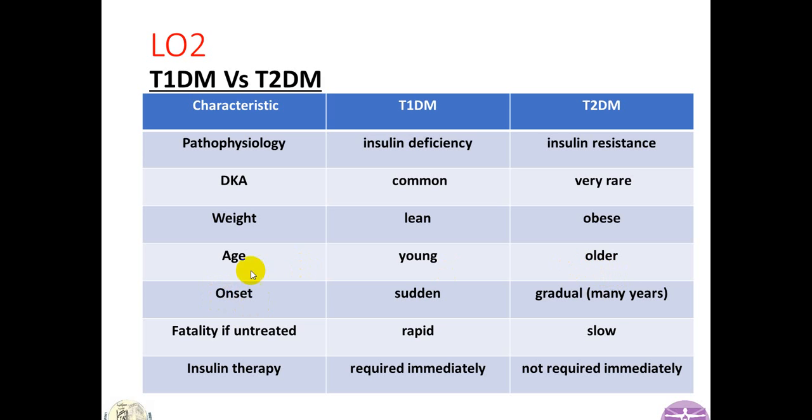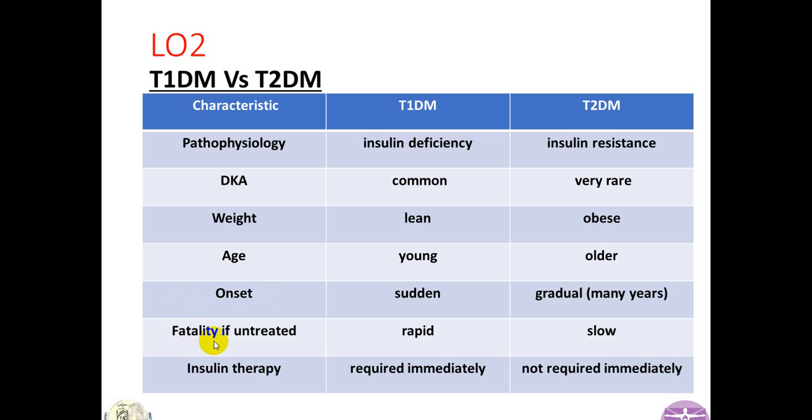What about the onset of symptoms? So the onset of symptoms in type 1 diabetes is usually sudden. Within weeks, the patient will have the symptoms of type 1 diabetes that we will talk about later on. While in type 2 diabetes it is very gradual, and the patient might have type 2 diabetes for many, many years without knowing that until he has severe hyperglycemia.